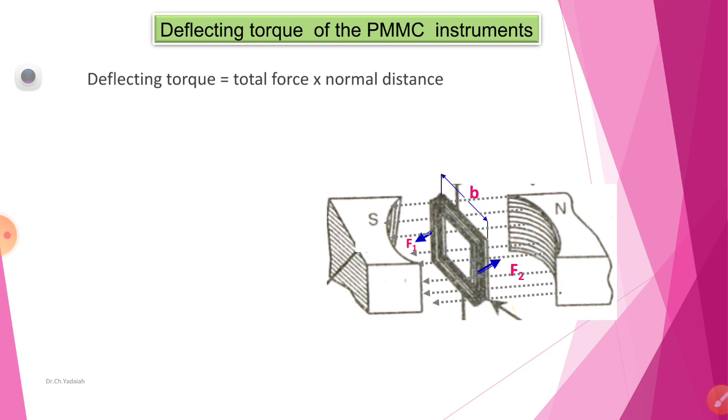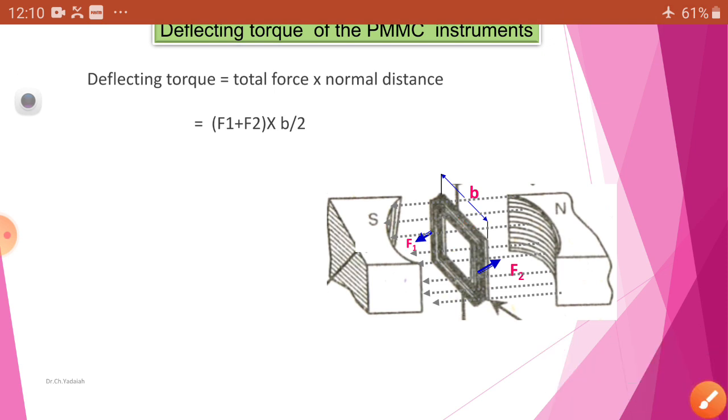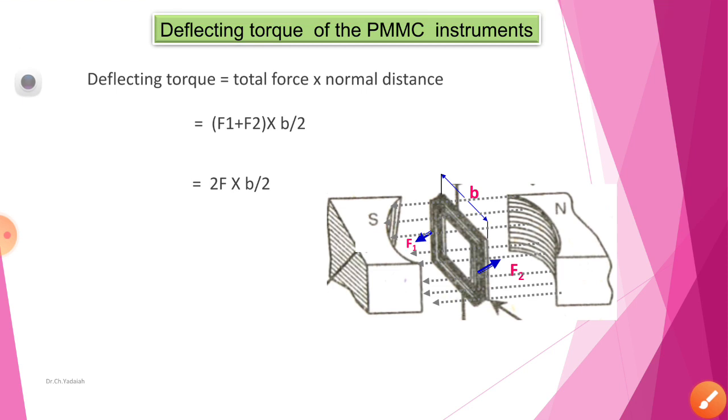We know that torque is equal to force into perpendicular distance, here the perpendicular distance from the spindle to one end. Now, substitute the values. What is the total force? F1 plus F2, into the distance. The total coil distance is the breadth b, but I require only half of it, the radius. So, that is b by 2. Both forces are equal, so we can write 2F into b by 2. The 2 gets cancelled, so the deflecting torque is equal to F into b.